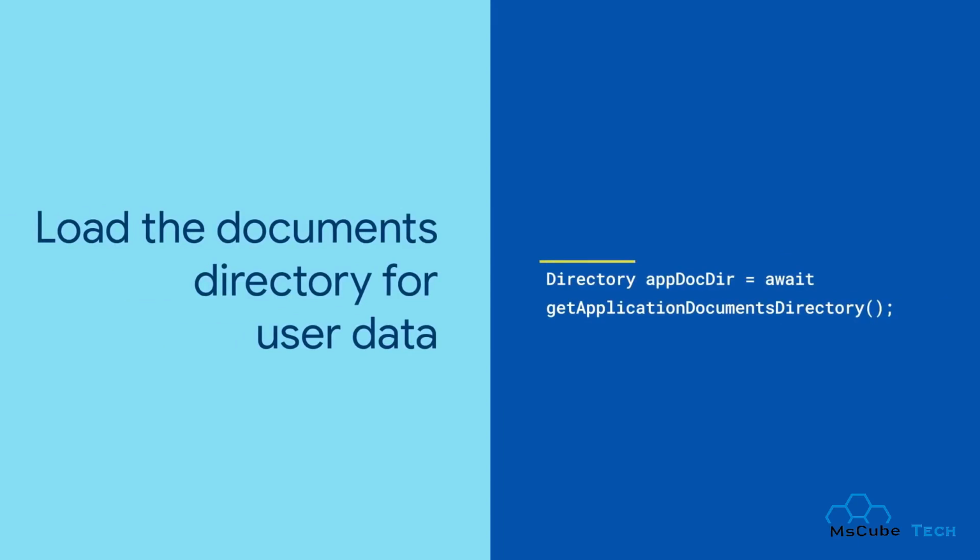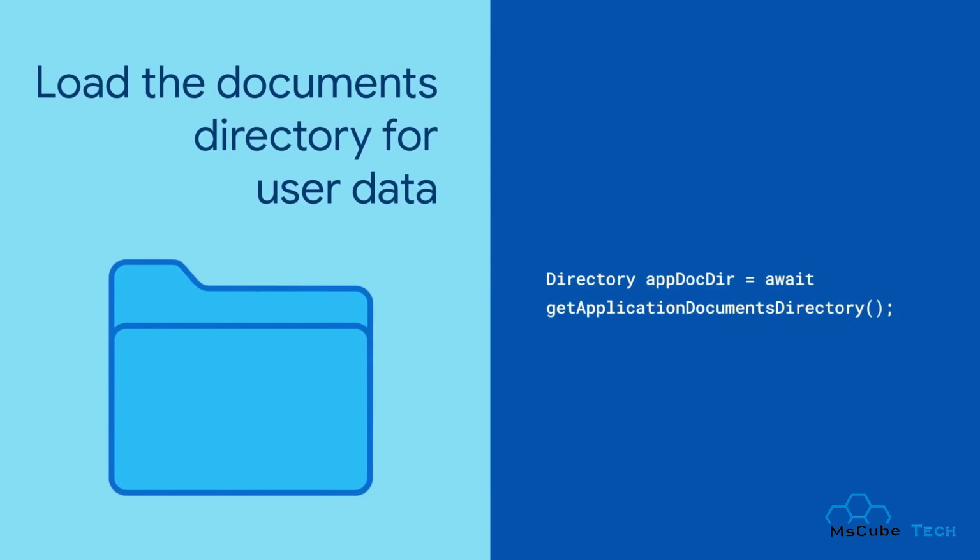To start, call the getApplicationDocuments directory method provided by Path Provider. This method returns a directory object that points to the location on your user's device that the operating system has allocated for your app. Here, you can create files to store large blobs of binary data, raw JSON that was expensive to load from the server, or, well, anything you can imagine.